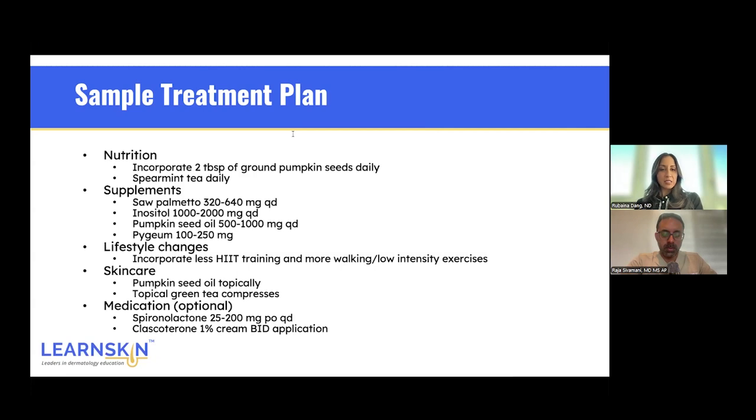But then I added in some supplements for her. She was actually someone that came in, did her research, and was on a whole host of supplements. So I said, less is more in this situation. Let's go ahead and just focus on reducing her androgen, specifically the DHT pathway. Saw palmetto is one of the best and most researched herbs and botanicals that can help with reducing the DHT hormone. Usually, the research dosage starts at 320 milligrams.